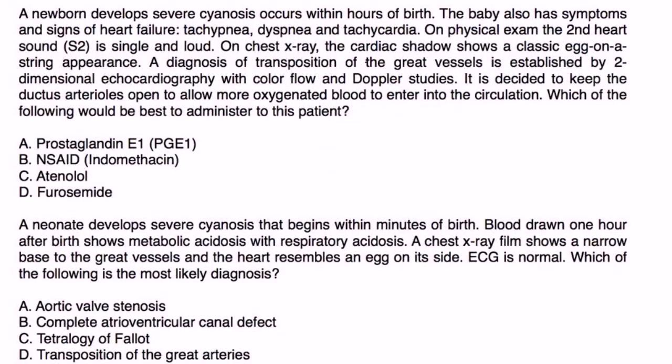Let's look at the second one first. A neonate develops severe cyanosis that begins within minutes of birth. Blood drawn 1 hour after birth shows metabolic acidosis with respiratory acidosis. Chest x-ray shows a narrow base to the great vessels and a heart resembling an egg on its side. EKG is normal. Which of the following is the most likely diagnosis? This is a nice clinical vignette that is basically describing transposition of the great vessels.